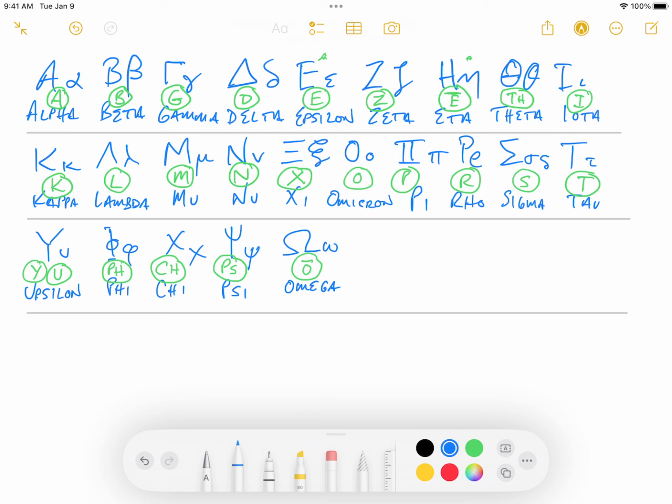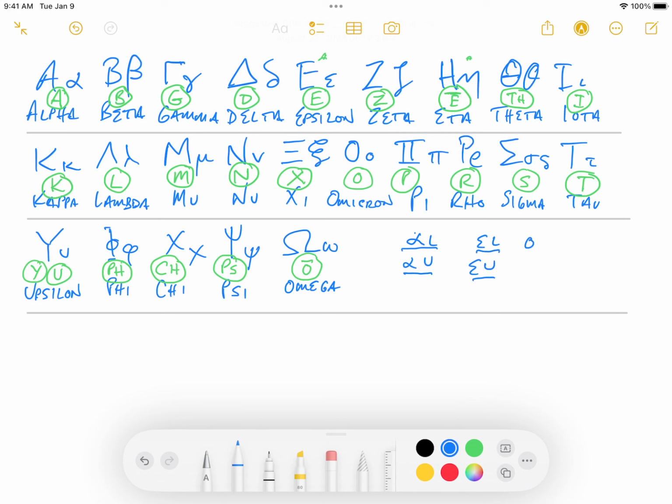Besides those letters, there are combinations of vowels that we call diphthongs. Diphthongs are two vowels in a row that make a special sound. For example, we have alpha iota, alpha upsilon, epsilon iota, and epsilon upsilon. This first one makes the I sound, this is ow, this is a, and this is ow.